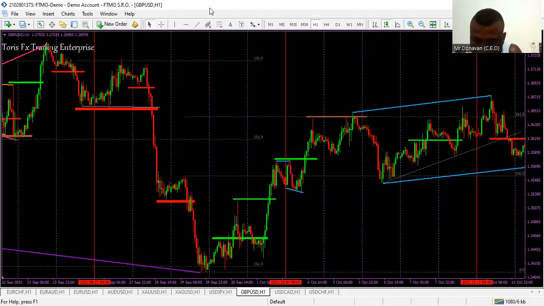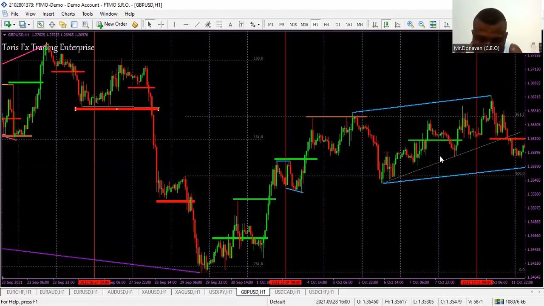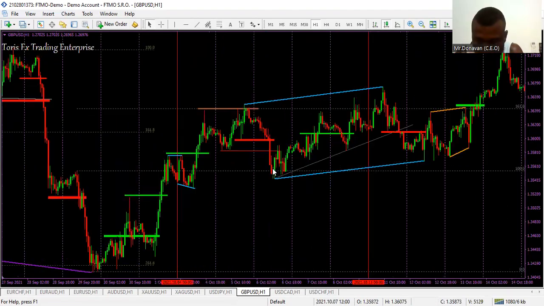How far did it retrace? Let's see. Did it retrace to 161? Yes, 161, you got it. You can get in for that sale. This sale also. I prefer taking it from this point to the 100%.